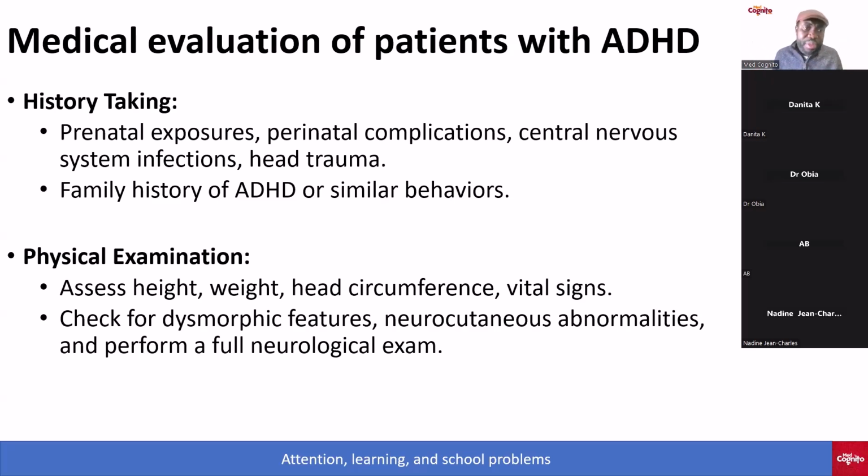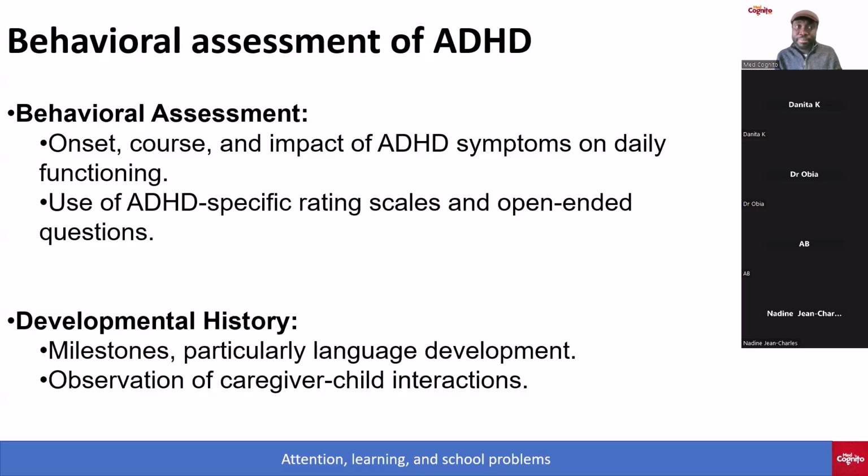And physical exam, you want to assess their height and their weight and their head circumference and their vital signs. The reason is because we said that there are some other medical conditions which may be contributing to features which may present like ADHD, like thyroid disease, right? And check for dysmorphic features, neurocutaneous abnormalities. So things like Sturge-Weber, things like neurofibromatosis, you want to check for those ones as well. And perform a full neurological exam.